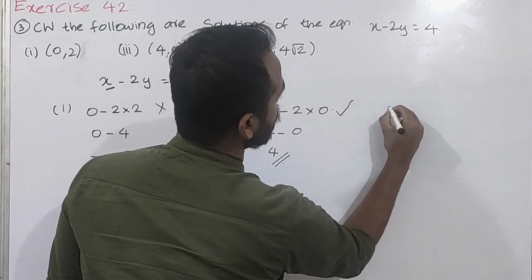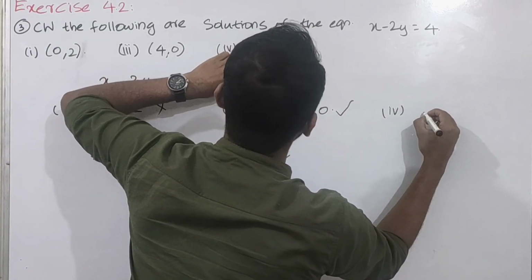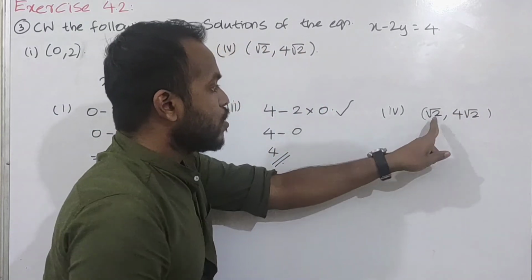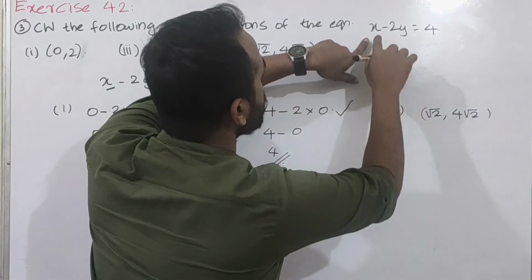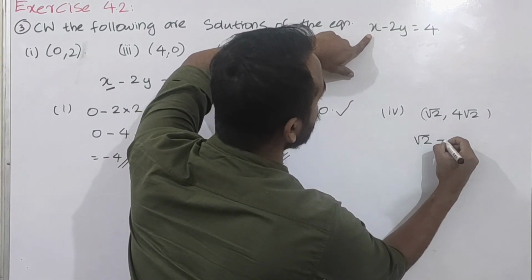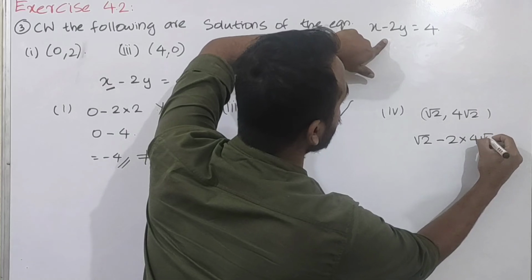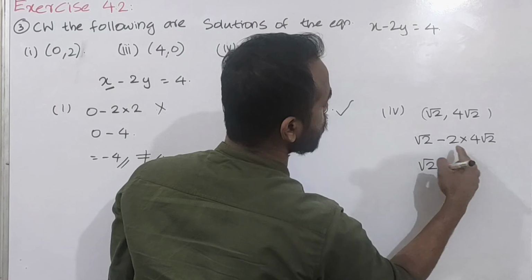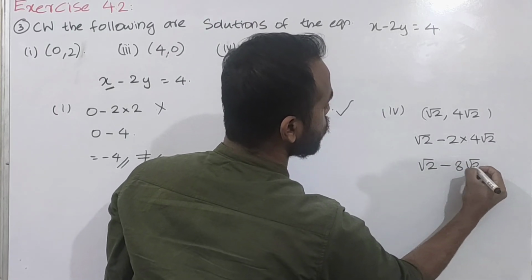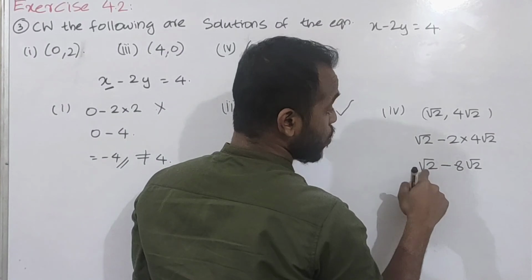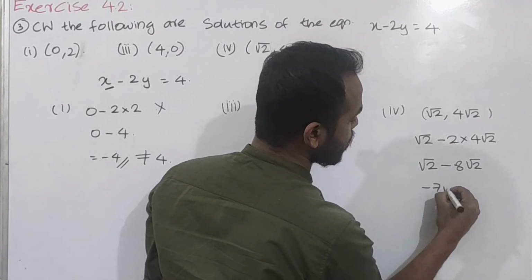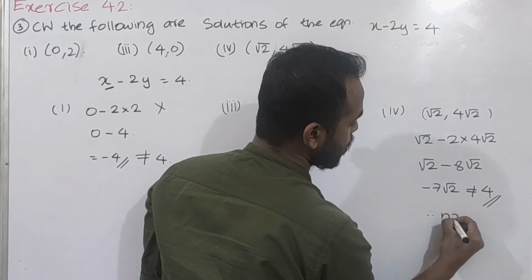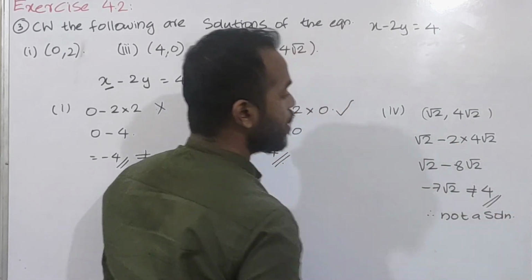Now the fourth one, we'll go for the fourth value, root 2 comma 4 root 2. Just substitute x is equal to root 2 and y is equal to 4 root 2. So when you put x is equal to root 2, it will be root 2 minus 2 into 4 root 2, because it was 2y. So 2 into 4 root 2 is 8 root 2. So this is root 2 minus 8 root 2. This will be minus 7 root 2. This is not equal to 4. So this one is not a solution. So we can find in this way.